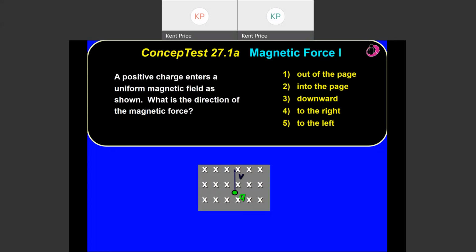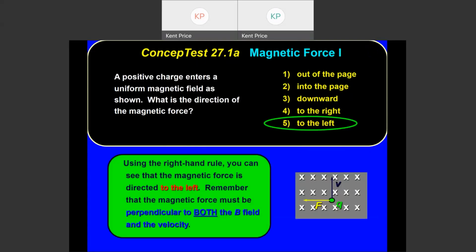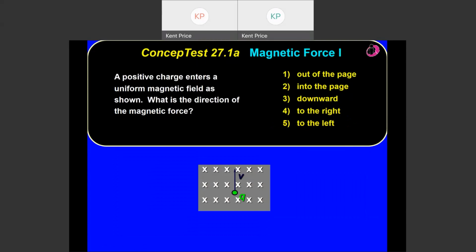Okay, then if you use the right-hand rule, you say, okay, let's point our fingers in the direction of the velocity with our palm facing into the screen. We get that our thumb is pointing to the right.